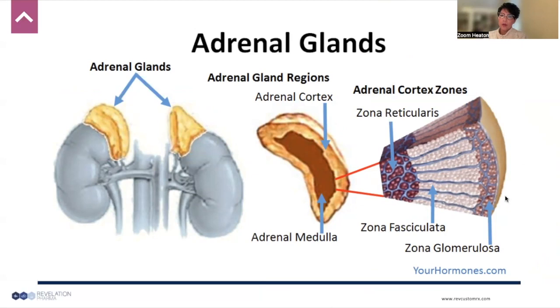The outer zone is your glomerulosa, and the middle zone is the fasciculata. If you notice, it is a larger area, and this is where cortisol is actually manufactured. It should be a little larger just to provide us with the cortisol we need when we need it. And then we've got the reticularis, which is the inner zone here. And this is where our hormones are made, mainly the DHEA, testosterone.